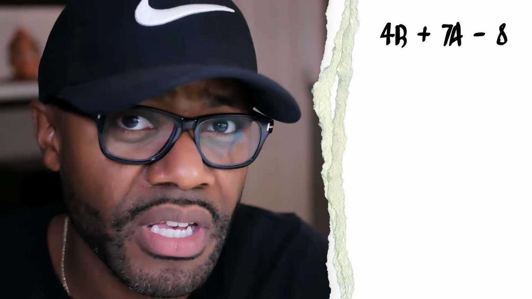Problem three reads 4b plus 7a minus 8. In this case, we have no terms that are alike. If you notice, the 4b does not have a matching term in this expression. Neither does the 7a. Neither does the constant itself, which is 8. So we have no matching terms, so we have to leave an expression like this as is. The answer is the question. So the answer will be 4b plus 7a minus 8. That's fine.